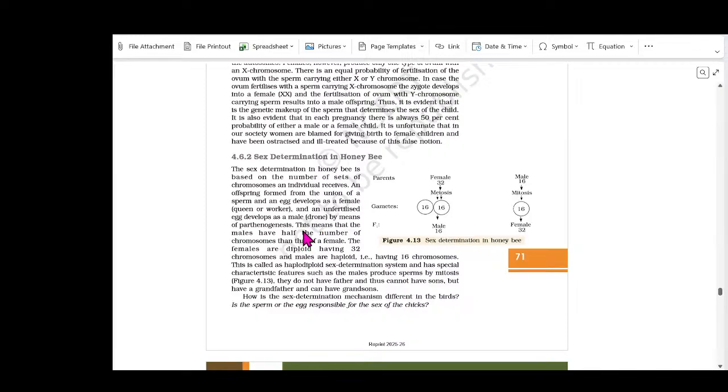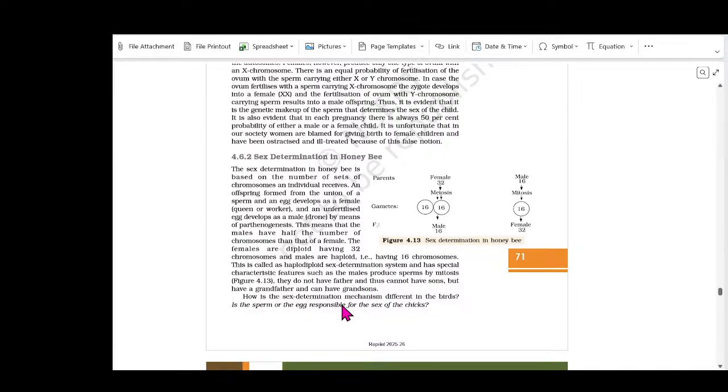This means that the male has half the number of chromosomes than that of the female. The females are diploid having 32 chromosomes and males are haploid having 16 chromosomes. This is called the haplodiploid sex determination system and has special characteristic features, such as the males produce sperms by mitosis and they do not have a father and thus cannot have sons, but have a grandfather and can have grandsons.